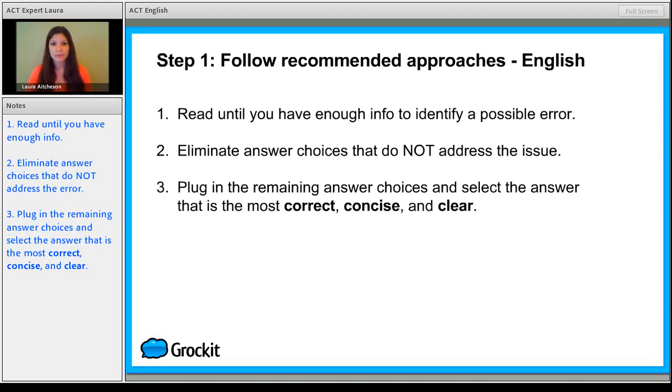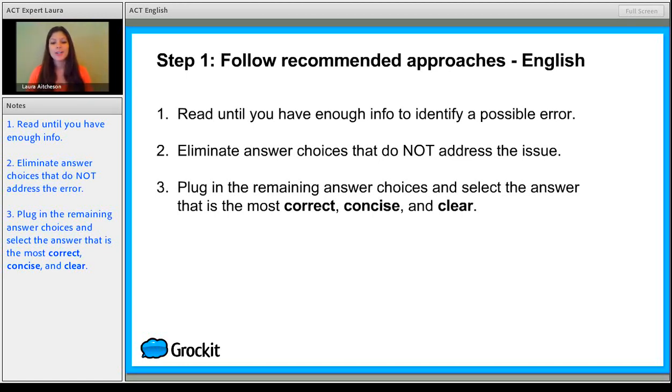Once you have read until you find a possible error, then stop to answer the question. So don't read the entire essay and then go back. There are 15 questions for each essay, and there are 5 essays. Once you look at the answer choices, you are actually going to be eliminating anything that's immediately not going to address the error. Get rid of anything that you know isn't going to fix it.